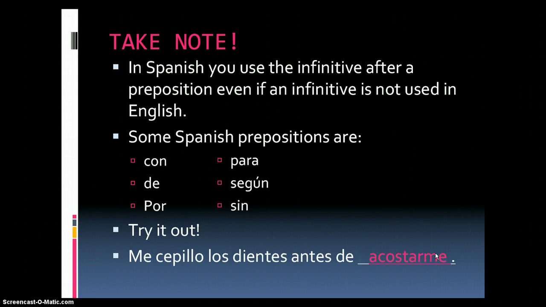So right here you can see that me or yo is the subject. I know that because cepillo ends in an O, that's the yo form, and me, I'm brushing my teeth, right? So I'm brushing my teeth before I get into bed. So obviously it's still going to be me.